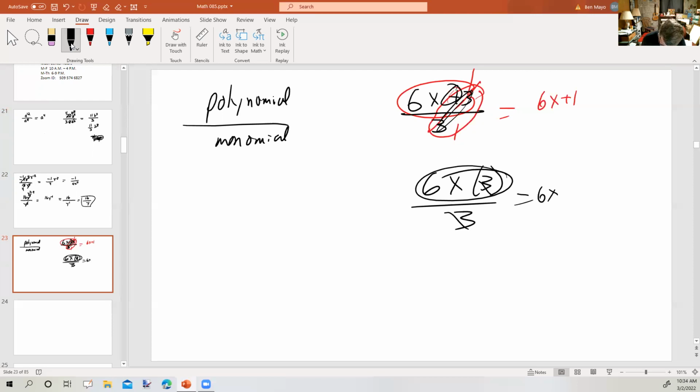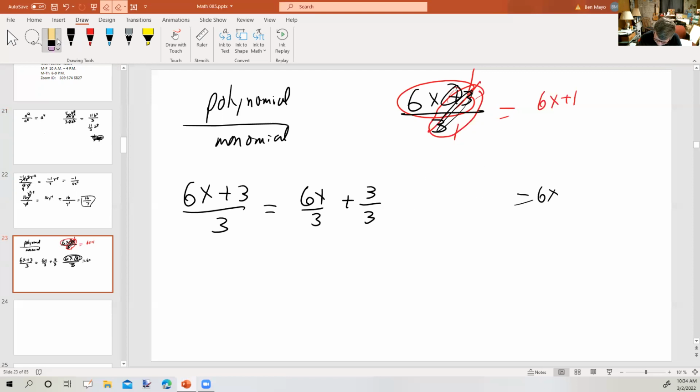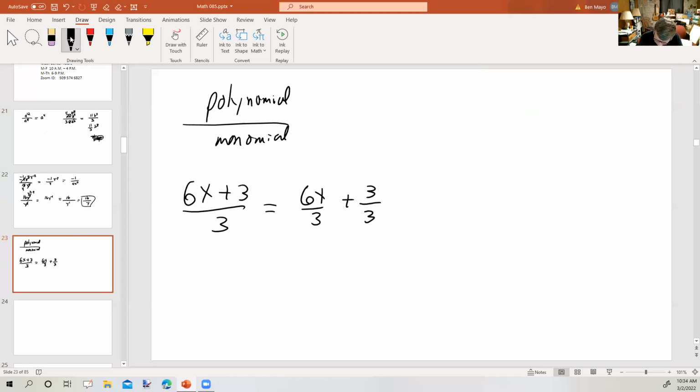So what can we do? What we do is we take each term in the numerator and divide it by the term in the denominator. Okay, and then we go back and reduce each thing. So we get 2x plus 1. Any questions about that example?